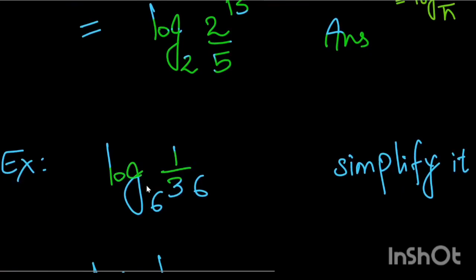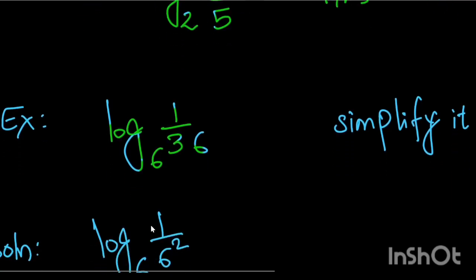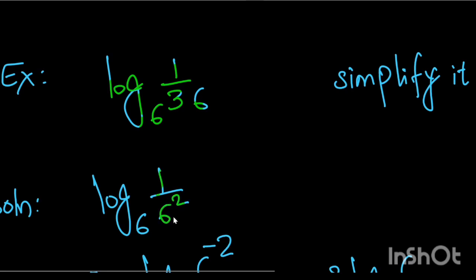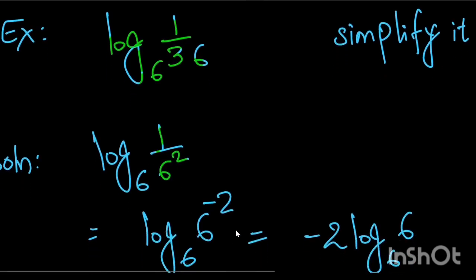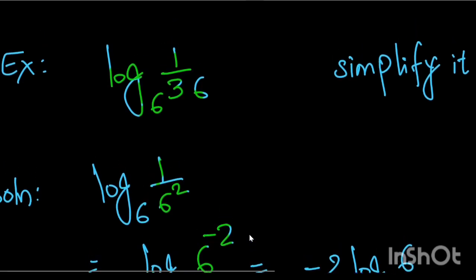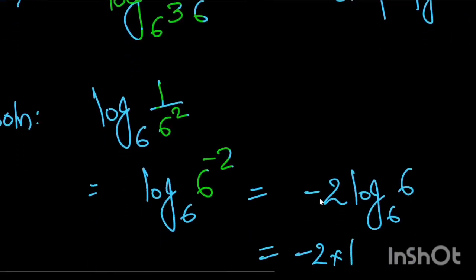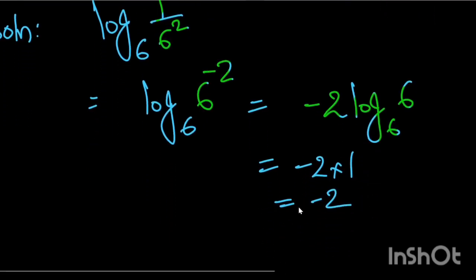Now we have to simplify log 1 by 36 base 6. 1 by 36, as you can see, is the argument. So we can write 1 by 36 as 1 by 6 square, which can be written as 6 to the power minus 2. Now we will use the reverse of that: log m to the power n is n log m. So minus 2 will come in the multiplication. Log 6 base 6 is 1. So minus 2 is the answer.